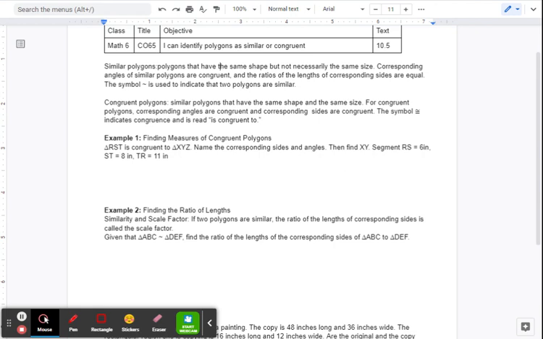All right. Finding the ratio of lengths, similarity and scale factor. If 2 polygons are similar, remember similar means same shape, different size. If 2 polygons are similar, the ratio of the lengths of the corresponding sides is called the scale factor. So I'm going to erase this and move it up so we can see it better.